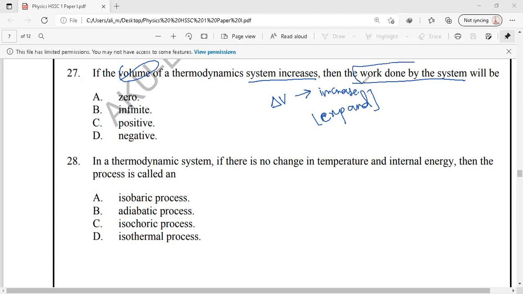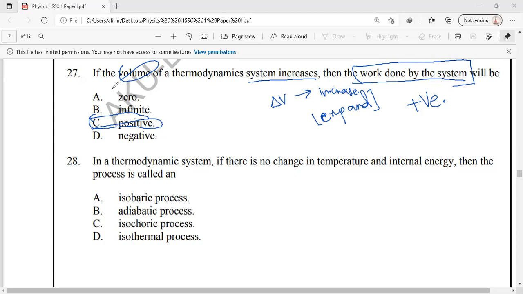The system expands when work is done by the system, and this type of work done by the system is termed positive work done. So the correct answer for question number 27 is option C, that this type of work done is termed positive work done. If the gas is compressed, then work is done on the gas, and this type of work is considered negative work.